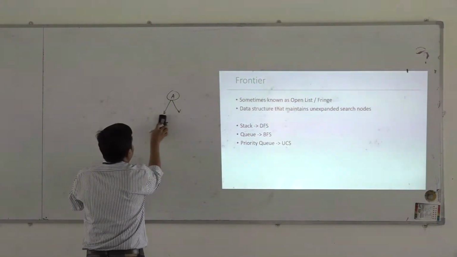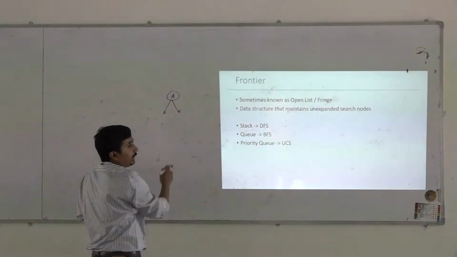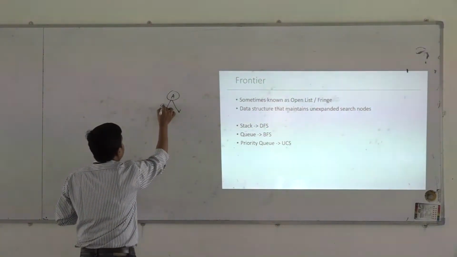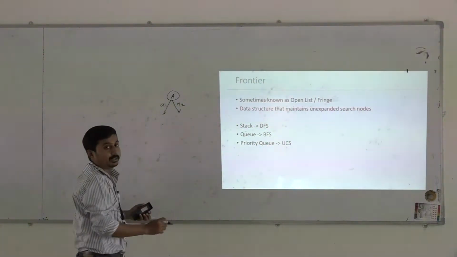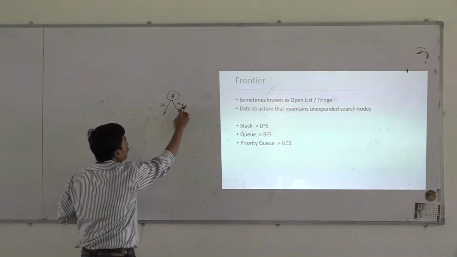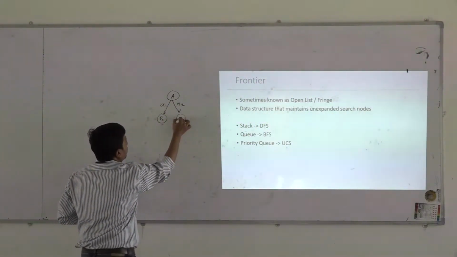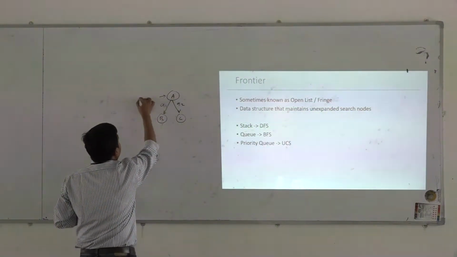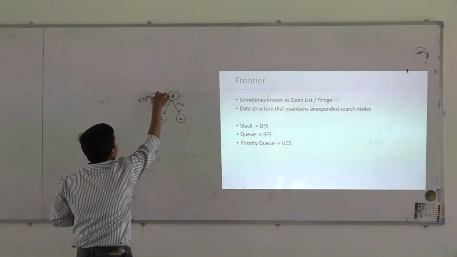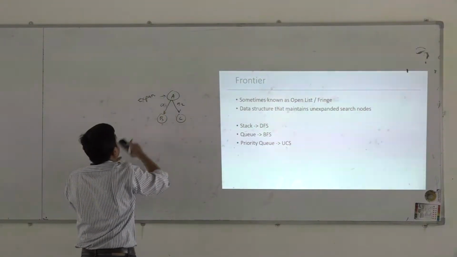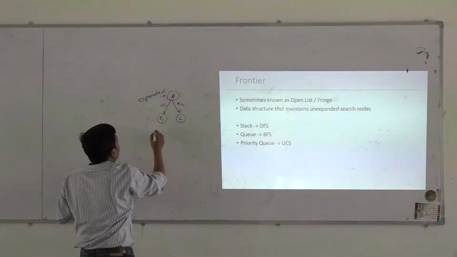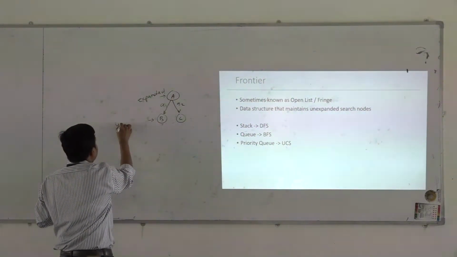Now consider this is our initial state, and from this state these 2 actions are possible, A1 and A2. If you apply these 2 actions on A, 2 new nodes are generated. Now A is expanded, and these 2 nodes are unexpanded.